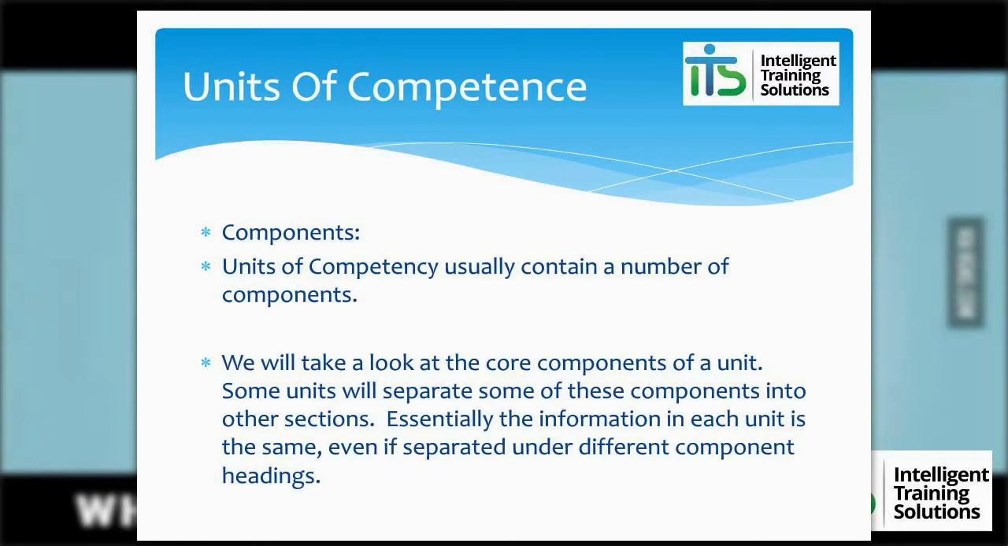Components. So units of competency usually contain a number of components, and we'll take a look at the core components of a unit. Some units will separate some of these components into other sections. Essentially, the information in each unit is the same, even if it's separated under different component headings. And funnily enough, one of the units that we'll end up looking at does that. When I was using the material to explain the different components, the one I used had several more sections to it, but it was really just the same information wrapped up in different headings.